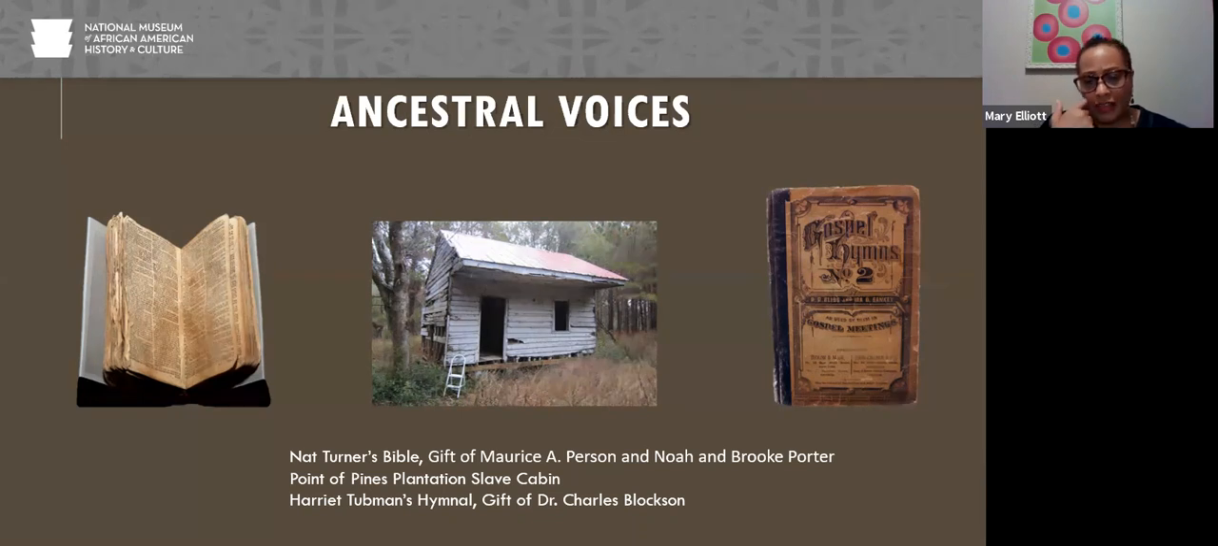So this is, and thank you so much. This is the Bible from Nat Turner. It allows us to tell this story. The slave cabin you see is the slave cabin I referred to earlier. This is from Edisto Island, South Carolina, Pointed Pines Plantation, which was donated by the descendants of the enslaving family. And here we have the hymnal from the iconic Harriet Tubman. We were able to acquire several artifacts of hers from a family member.